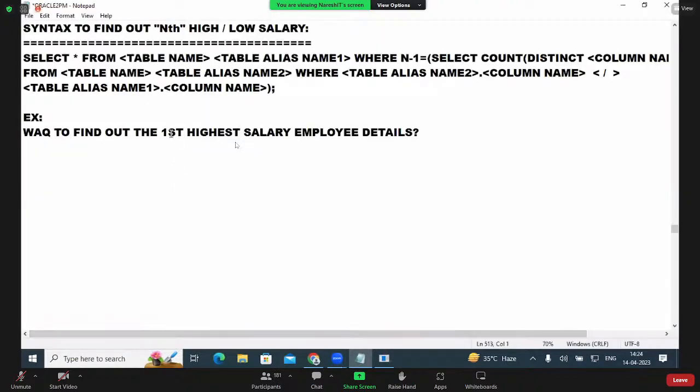Observe here: whichever highest salary we need to find, that is called the n value. So here I am finding the first highest, which means my n value is 1. So if it is the first highest salary, n equals 1, and that 1 you substitute in your formula n minus 1. Then 1 minus 1 equals 0. This is how the n value is taken.